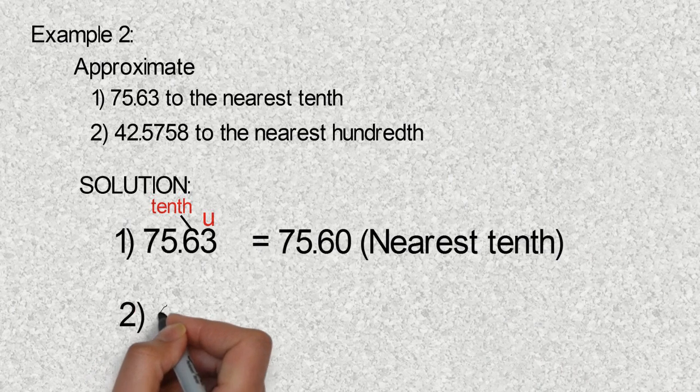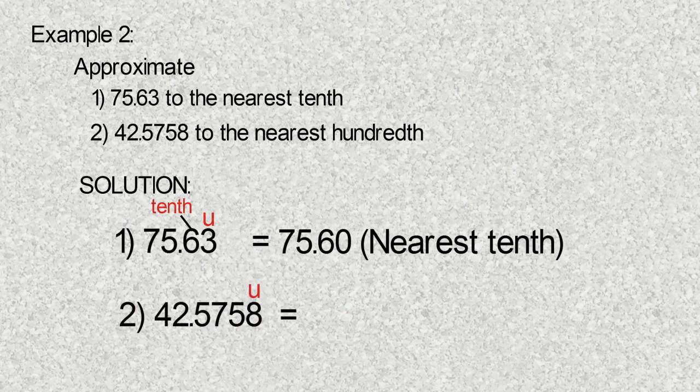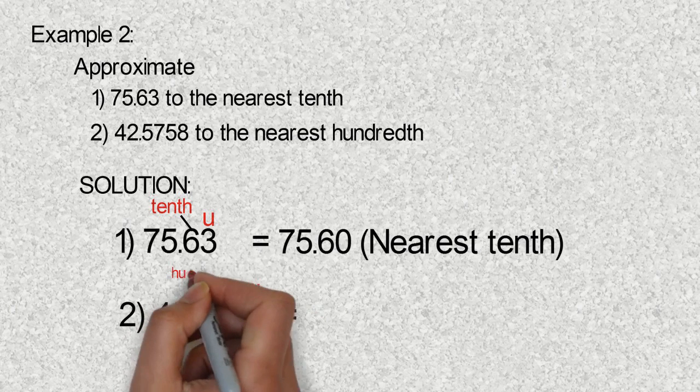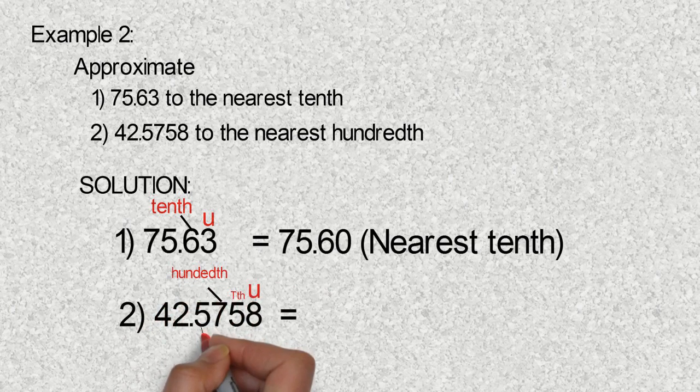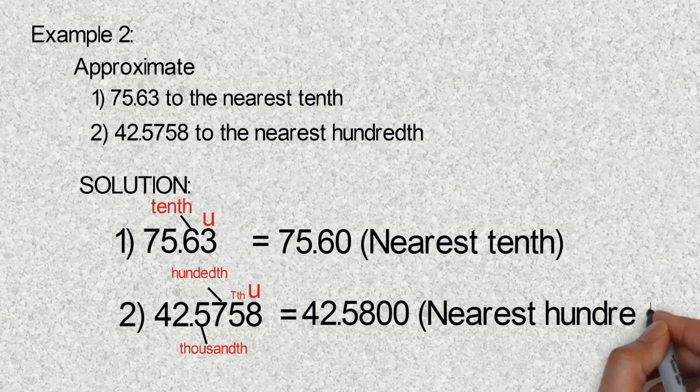Also number 2, I have 42.5758 to the nearest hundredth. My 2 is under the what? Unit place value. My 5 is under the tenth place value. My 7 here will be under what? Hundredth place value, and my 5 will be under thousandth place value. But here we are told to round to the nearest hundredth, so we are considering 7, and the next digit to 7 is what? 5. So what do we do to the 5? We round it up. So we add that one to 7, which will give me 8, and the others will be 0. So I have my answer to be 42.5800 to the nearest hundredth. You get that?